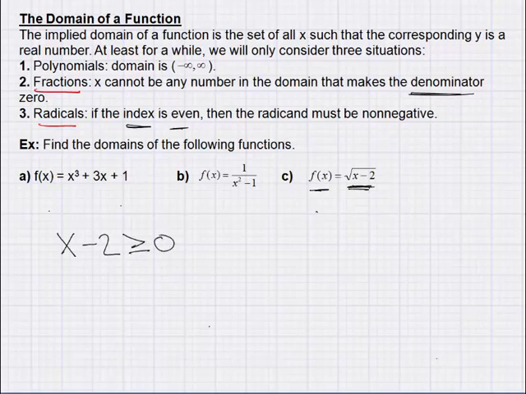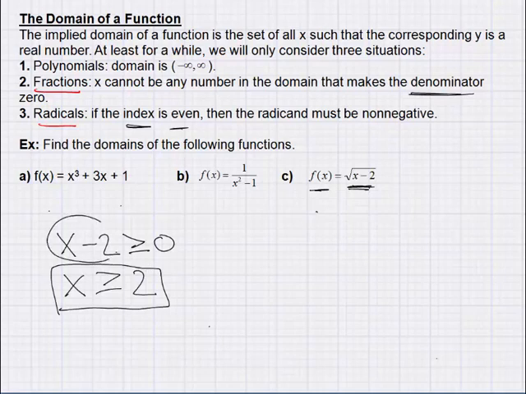And when x minus 2 is greater than or equal to 0, those will be the values that satisfy my domain. Well, if you look at this, it is very easy to solve this inequality. I'll add 2 and I get x is greater than or equal to 2. These are all the values that are in my domain. These are all the values where x minus 2 won't be negative. It'll be greater than or equal to 0. So x is greater than or equal to 2.